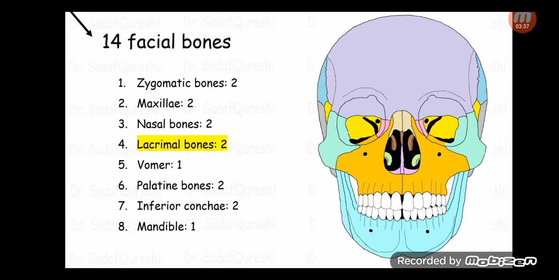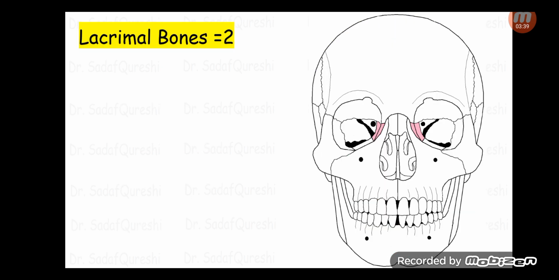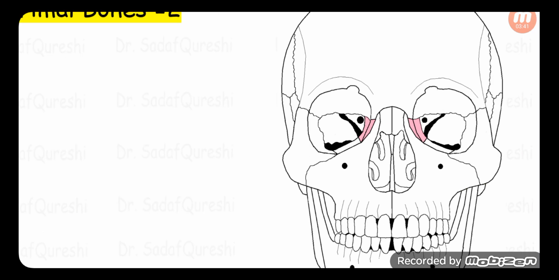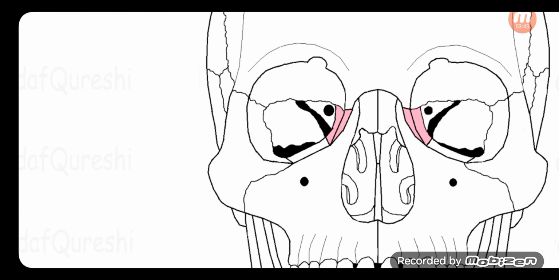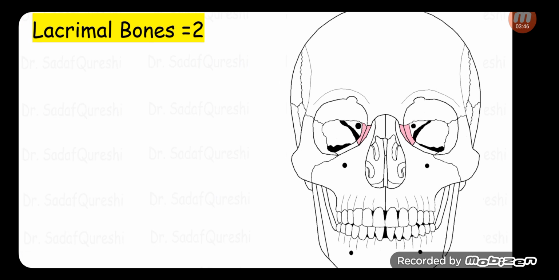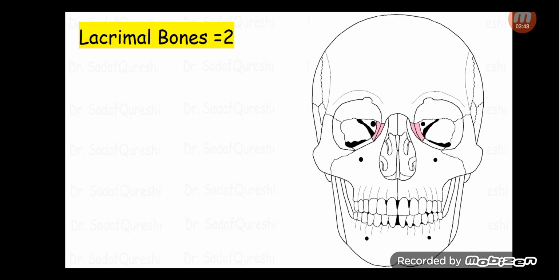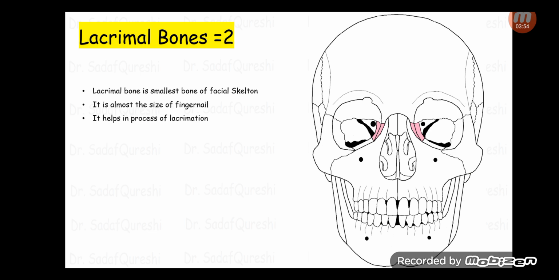Then we have the lacrimal bone that is also a paired bone, and this area that is colored in the diagrammatic representation of the skull is the lacrimal bone. They are paired, that means they are two in number, and they are the smallest bone of the facial skeleton. It is almost the size of a fingernail, and it helps in the process of lacrimation.